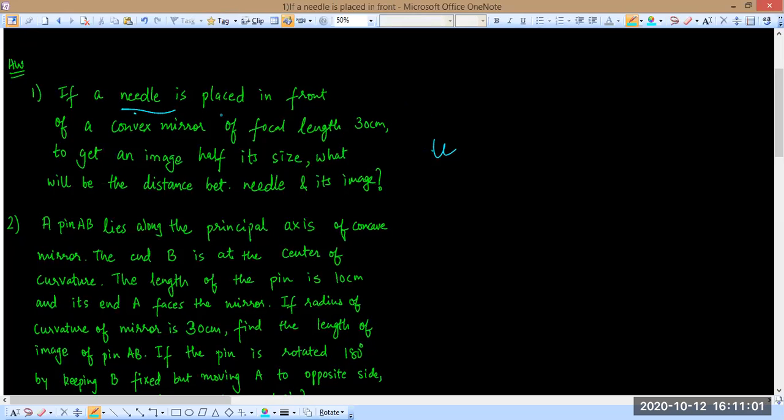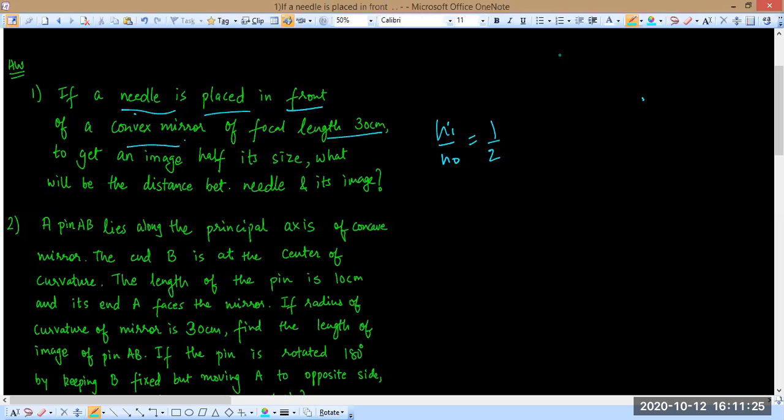So here, it's given that there is a needle placed in front of a convex mirror, and it is given that the image is half its size. So hi by ho is going to be 1 by 2. Based on that, we have a convex mirror, so the image will be formed like this. So hi by ho is 1 by 2, this is object, this is image, right?